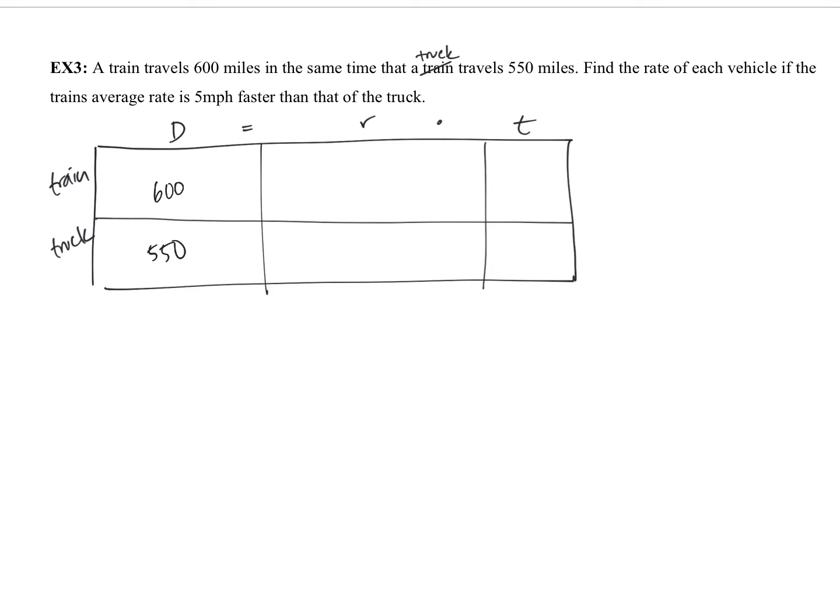So what is our variable? What's the thing we don't know? And that is the rate of each vehicle. So I'm going to go ahead and say let x equal rate of the train, and y equal rate of the truck.